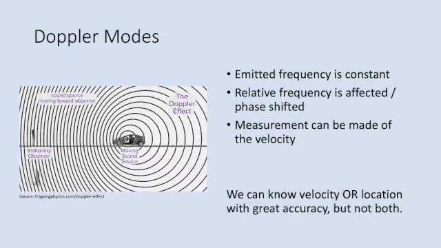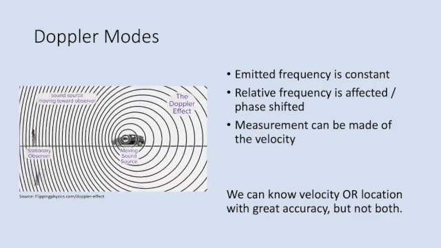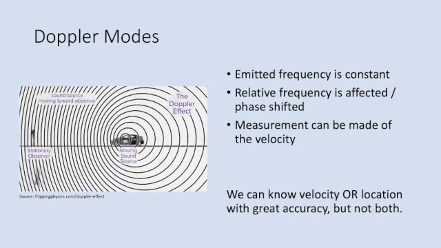Now, one of the complexities of physics is that we can know the velocity or the location of that signal with great accuracy, but not both.